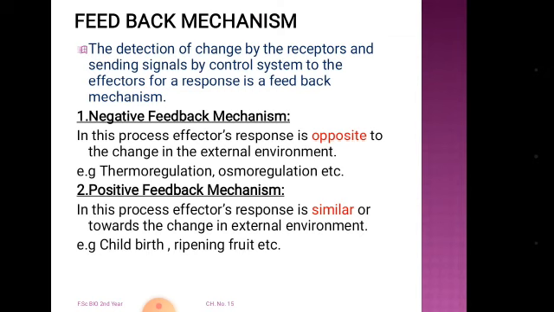In the case of the positive feedback mechanism, in this process the effector's response is similar or toward the change in the external environment, and is known as the positive feedback mechanism. For example, childbirth and the ripening of fruit are examples of the positive feedback mechanism. In this case, we can say that homeostasis will be maintained by some control system or by means of components which maintain the homeostasis.